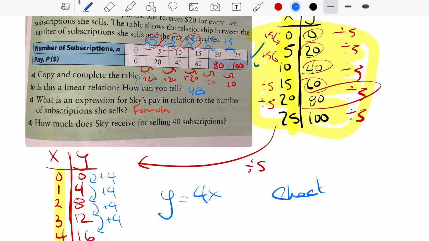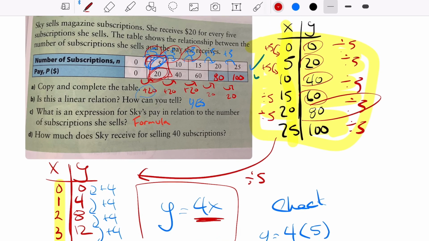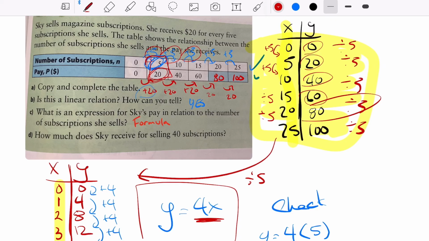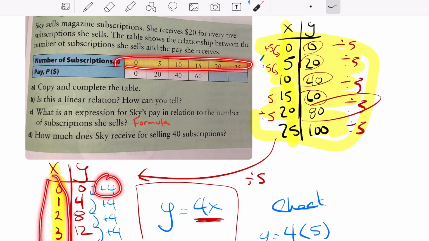So I'm going to go y equals 4 times, and I'm going to choose this 5 right here, times 5, and that equals 20. Does the 5 equal 20 on the bottom? Oh, it does. So guess what, you guys? The answer here is y equals 4x. So that's the formula, but I had to bring this top part to being 0, 1, 2, 3, 4. Make sure you bring the top down to being 0, 1, 2, 3, 4, and then it's easy to find the pattern.